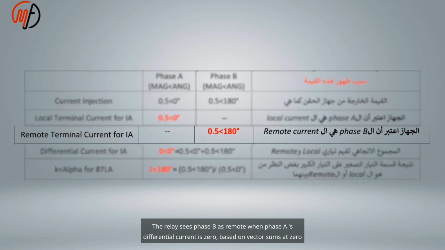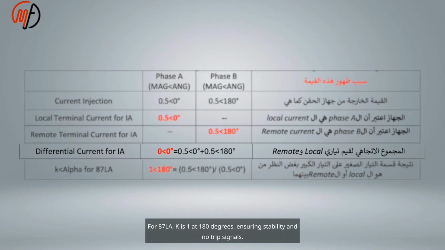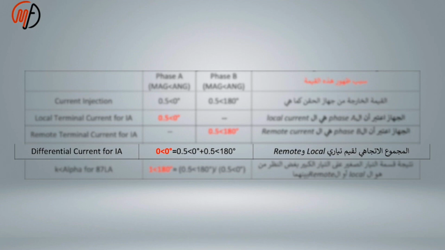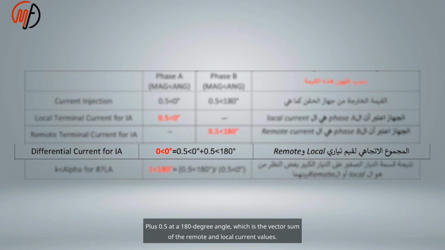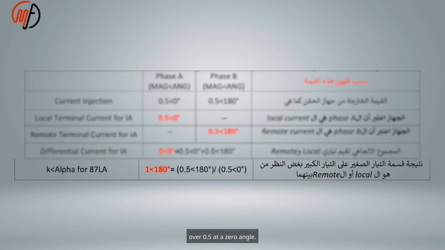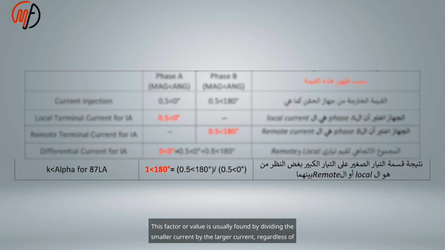The relay sees phase B as remote, and phase A's differential current is 0, based on vector sums at 0 and 180 degrees. For 87LA, K is 1 at 180 degrees, ensuring stability and no trip signals. To test the outer radius of 2, set remote current at 0.5 and increase local current beyond 0.5 to leave the restraint area. As for K at angle alpha for 87LA, it equals 1 at a 180 degree angle, derived from 0.5 at a 180 degree angle over 0.5 at a zero angle.